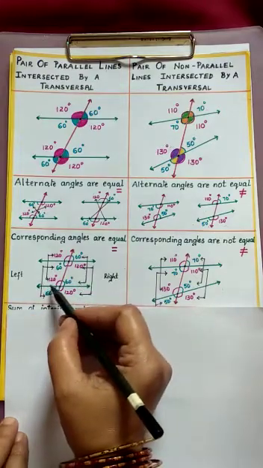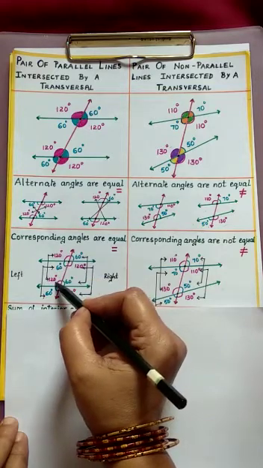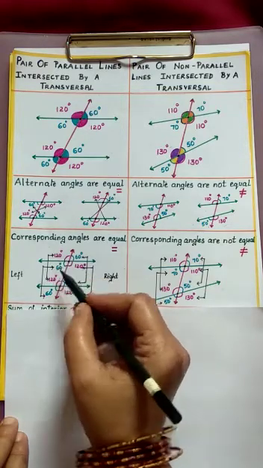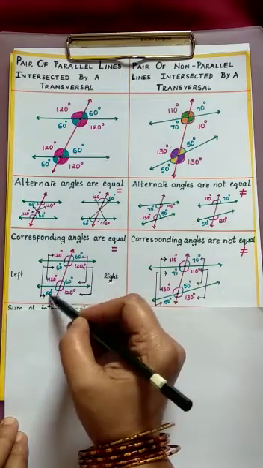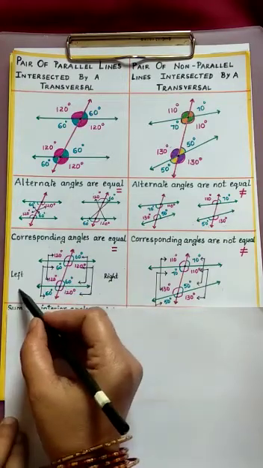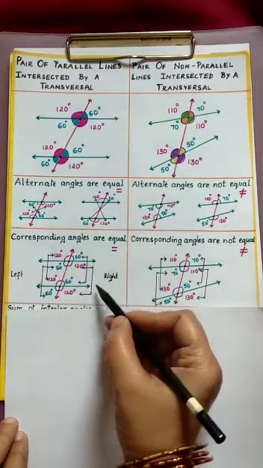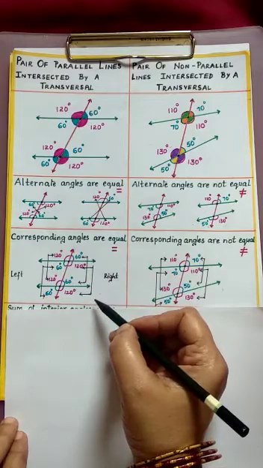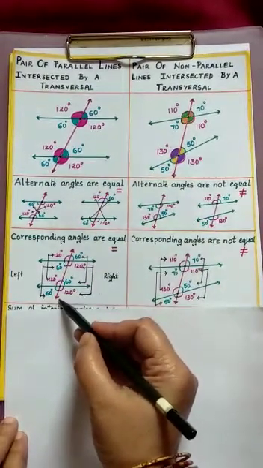Now similarly come to the left hand side. 120 degrees is exterior, 120 degrees is interior. They are equal. Now here 60 degrees is interior, 60 degrees is exterior. They are equal. So on the left side, two pairs of corresponding angles are also equal. It means all the four pairs of corresponding angles are equal when parallel lines are intersected by a transversal.